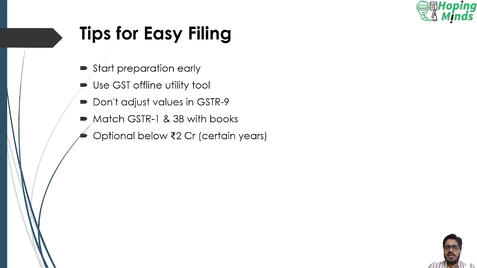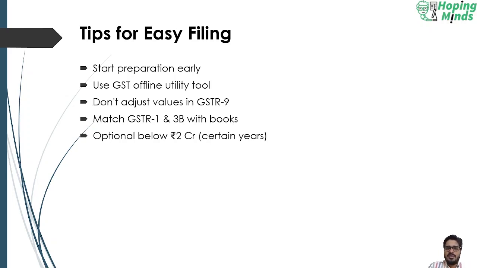Match GSTR 1 and 3B with books. The books of accounts must match with GSTR 1 and GSTR 3B, and any differences must be reconciled before the filing of the annual return. The turnover declared and the corresponding taxes paid as per GSTR 3B and GSTR 1 must be in sync with the books of accounts.